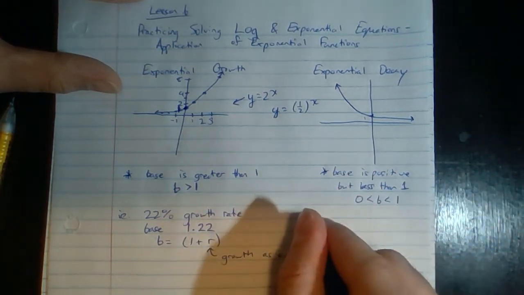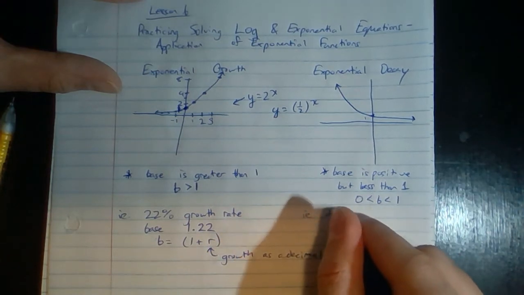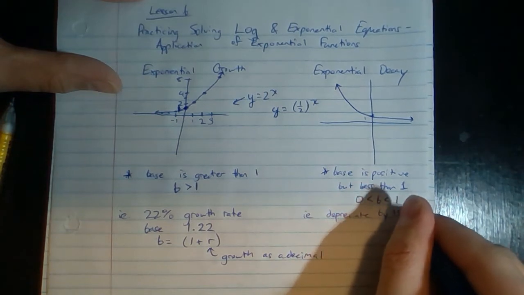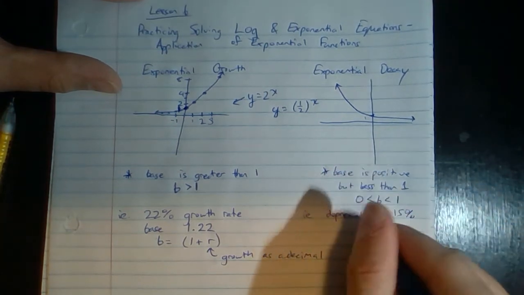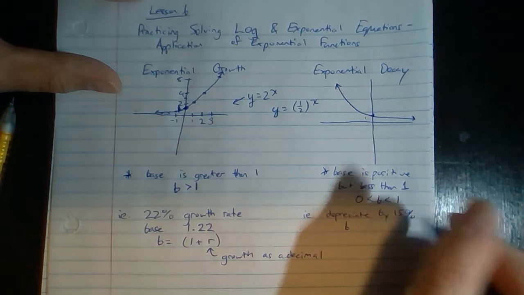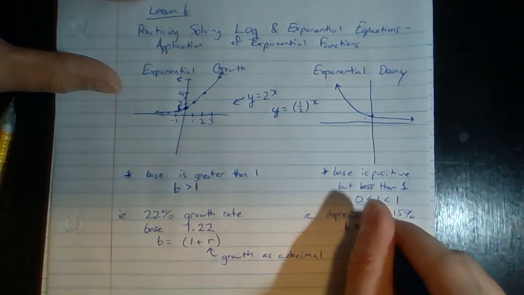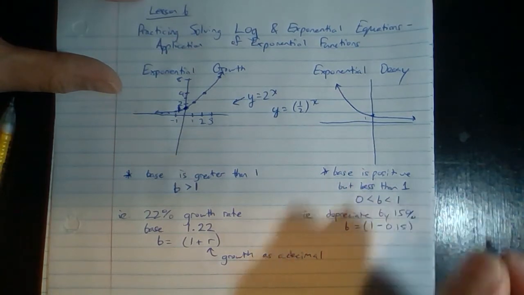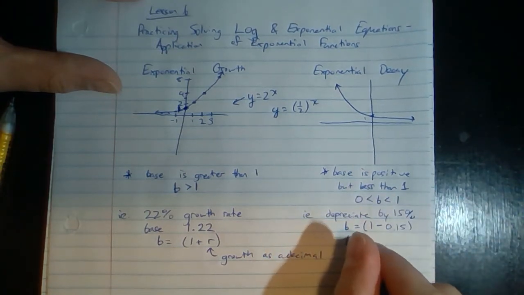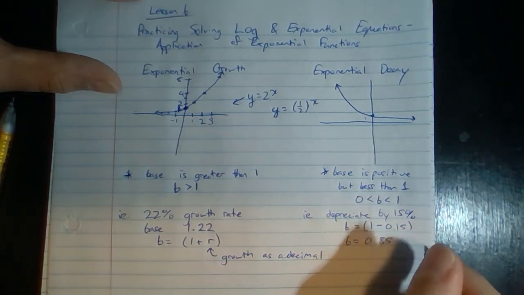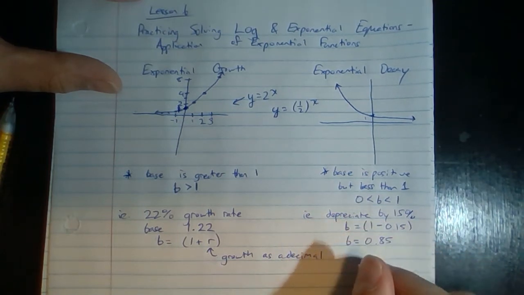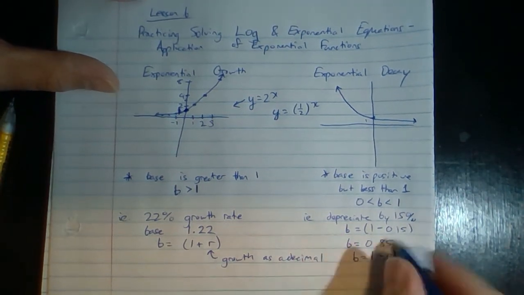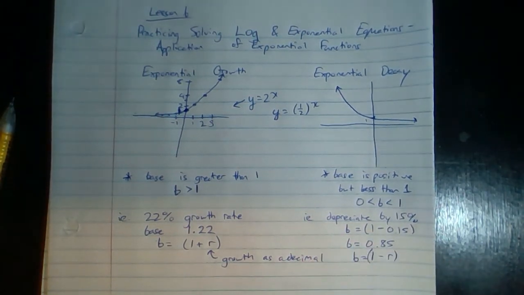And then if we depreciate by 15%, we're decreasing by 15%, we're subtracting 0.15, and that equals 0.85. So for depreciation, it's 1 minus r.